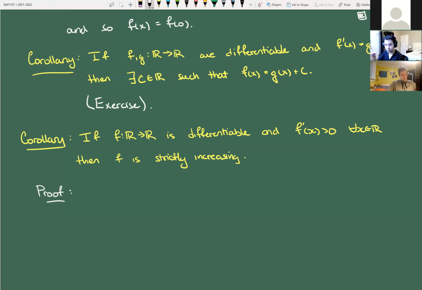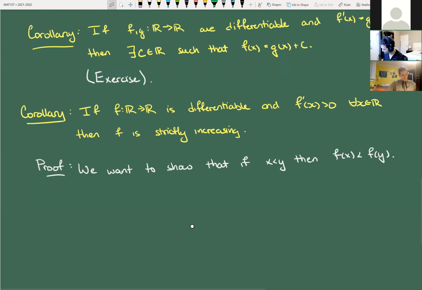So what do we want to show? Let's just remind ourselves. We want to show that if x is less than y, then f of x is less than f of y, right? That's what we want to show. That's what it means to be strictly increasing. Okay, so fix x and y real numbers with x less than y.